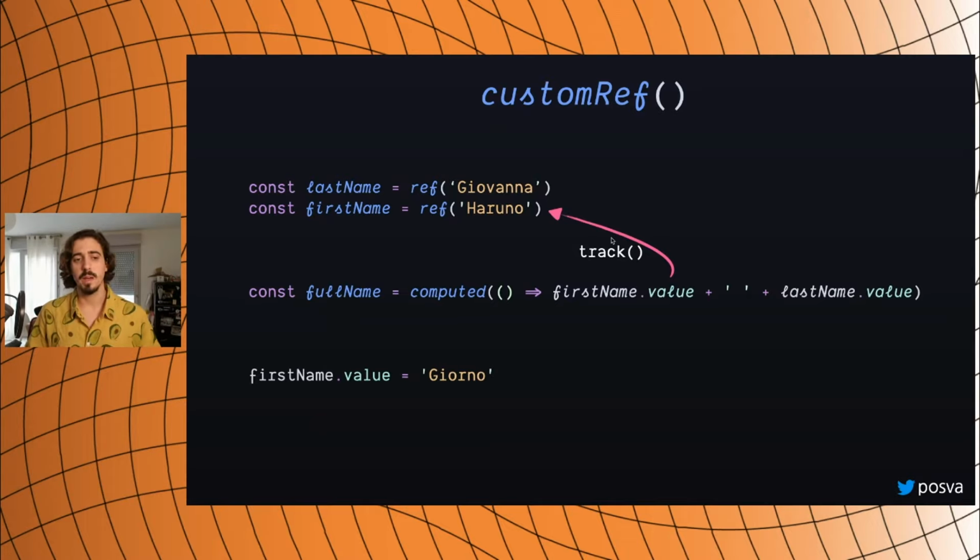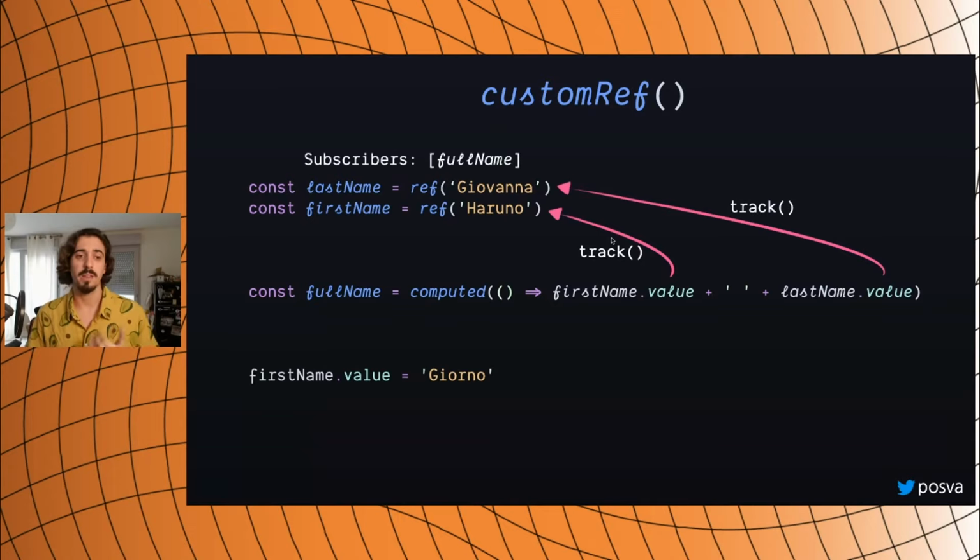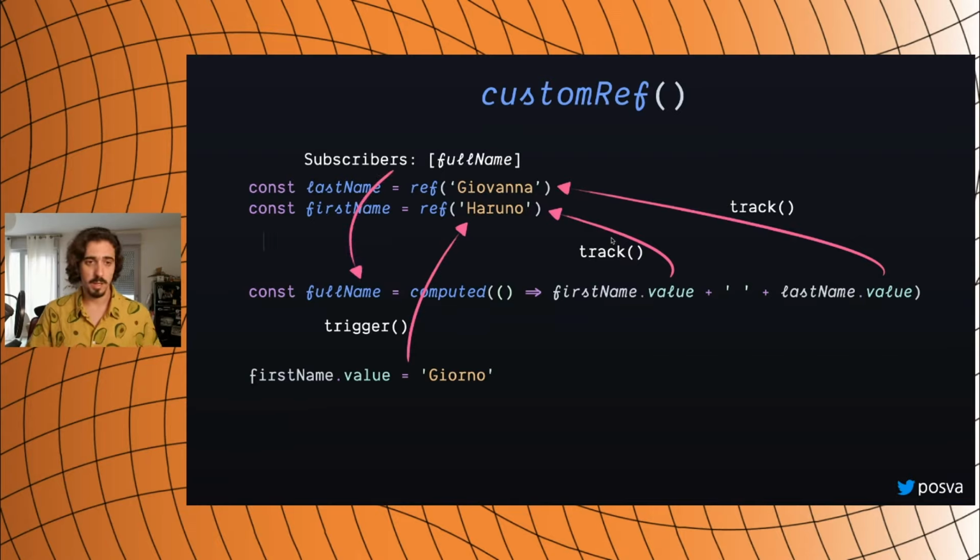The full name is going to be tracking the first name. And because we also call last name, we're also going to track the last name. So that's going to tell last name and first name that they have some kind of subscribers, to simplify this idea. So both of them have one subscriber, and that subscriber is the full name computed property. Now, what happens later is that if we change the first name, we're going to trigger the reference. We're going to tell the reference, hey, you're different, so you had better notify your subscribers. So that's what it does. It notifies all the subscribers to tell them that they should reevaluate again.